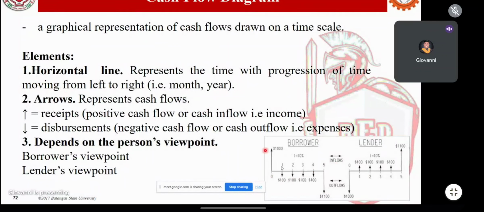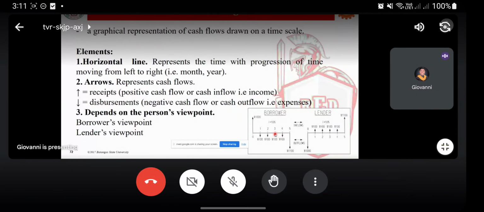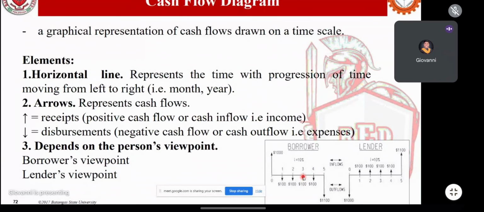For example, it can either be a representation into months, into years, into days, into weeks, depending on ano yung conditions natin in paying the interest. Okay? Or in paying the amount that is being loaned to us.